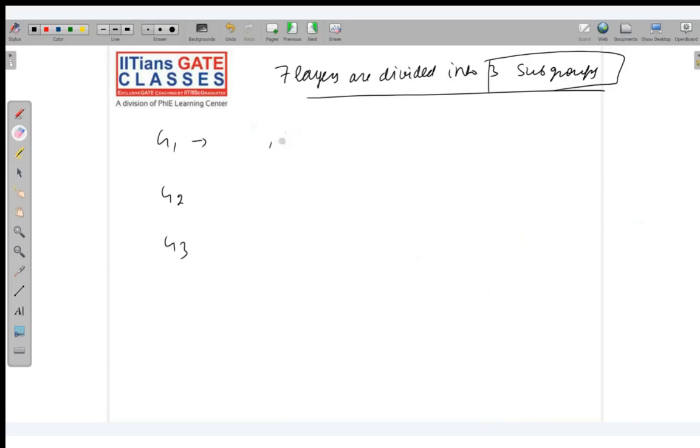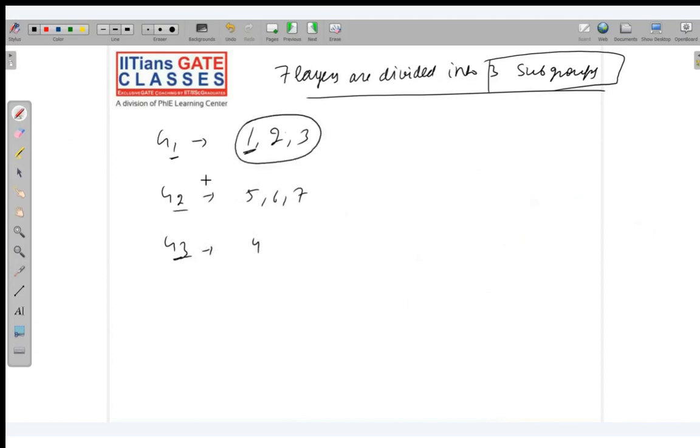We can think group number one is layer number 1, 2, 3. Group number two is 5, 6, and 7. And group number three is only one layer, that is 4. Okay, so 1, 2, 3 we have clubbed them together.